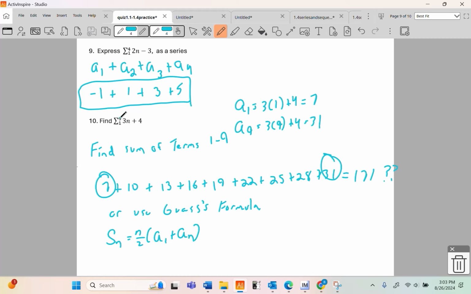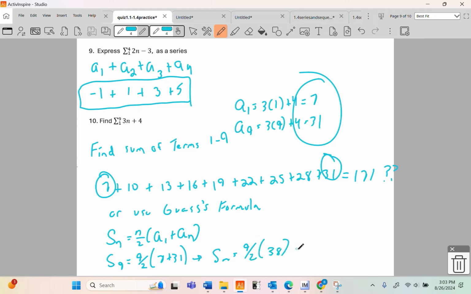And 1 through 9 is 9 things. The sum of 9 things is 9 over 2, in the parentheses 7 plus 31. If we put these numbers together, we get 38. By the way, it's easier to do the math like this because half of 38 is 19. I mean, 90 and 81, 171.